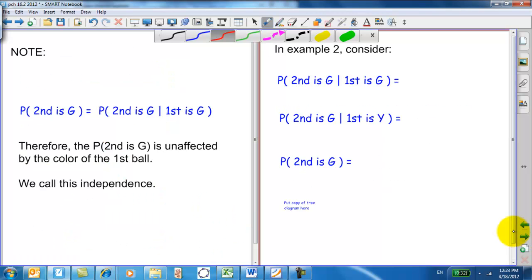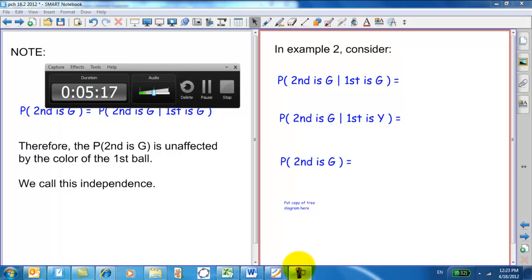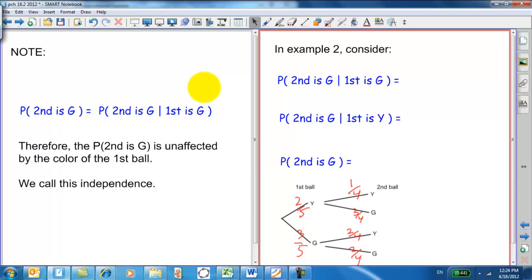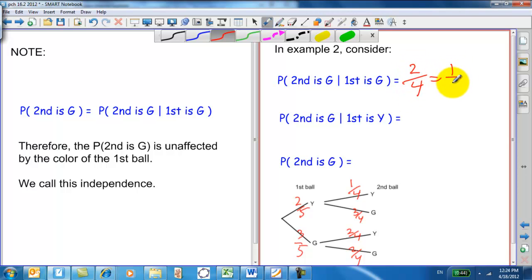Now watch what happens though when we consider example 2. Okay, here's our sketch from example 2. The probability the second is green given that the first is green. So we went green, now what's the chance that the second is green? Because we didn't replace in example 2, things have changed. So now we only have a 2/4 chance that the second is green, or 1/2.